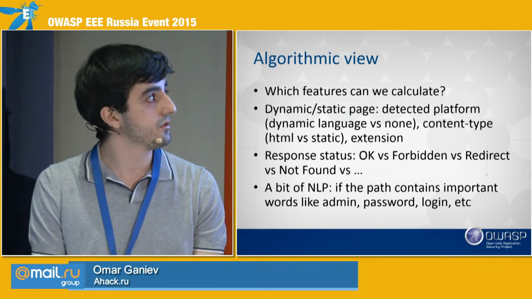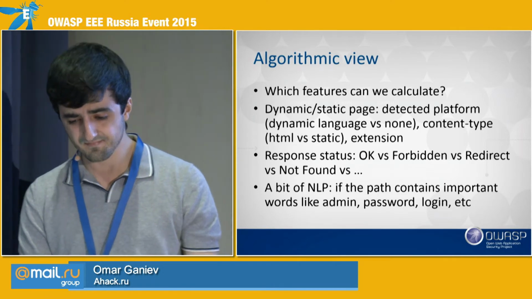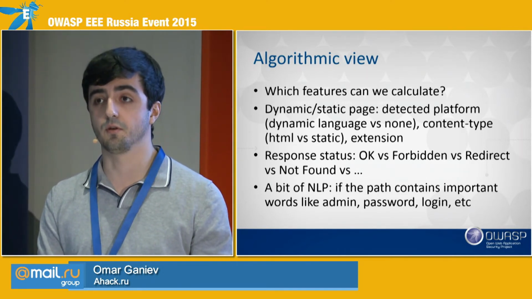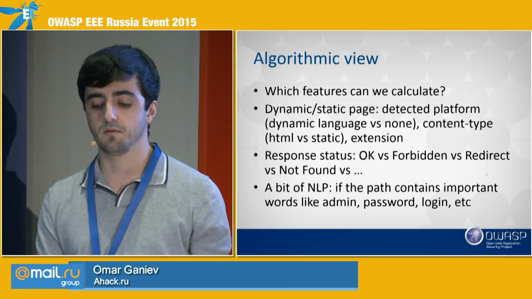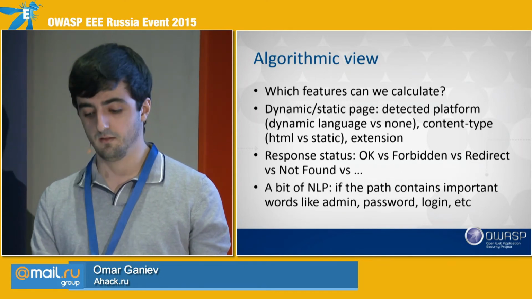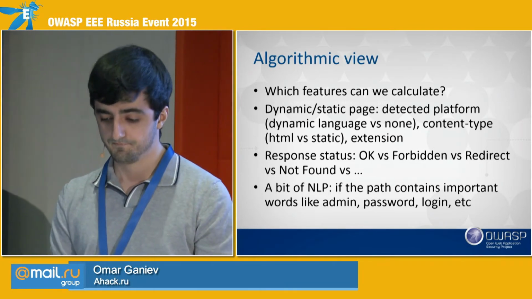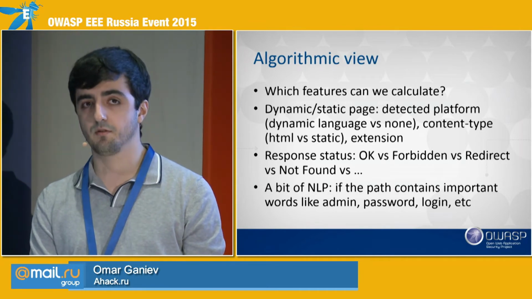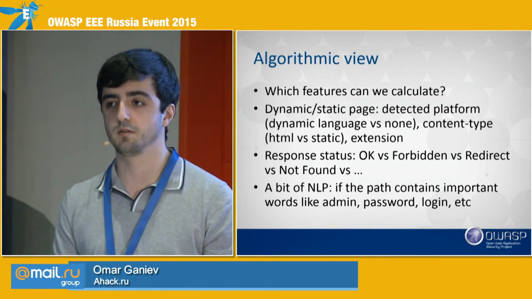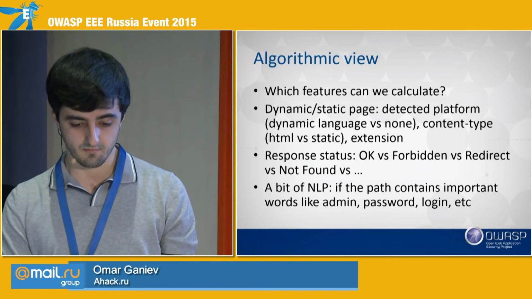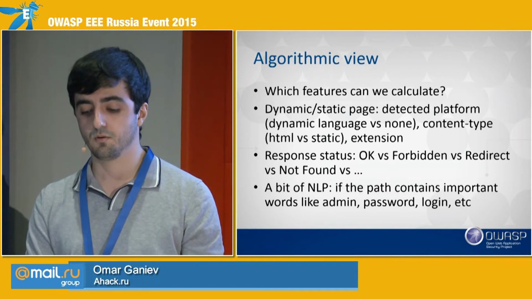Which features should we calculate? I used rather obvious features, like whether we detected a platform or not. If we didn't detect in which language the page is written, then the platform is none. If we detect it, then the platform is ASP, PHP, Ruby, Python, Perl, etc. Another feature is the content type returned in HTTP headers. If it is a static content type, then probably there are fewer vulnerabilities in this interface. Well, there can be vulnerabilities, but we make the priority lower.